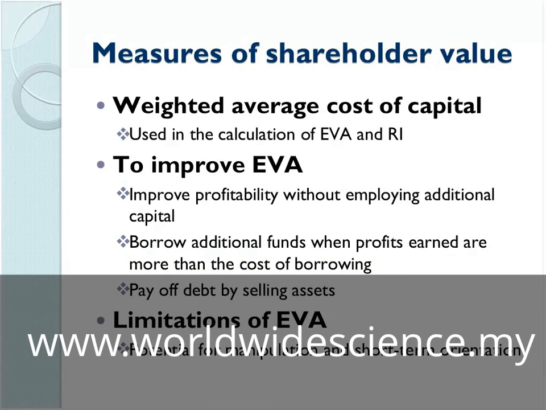Let's see the next one. Okay, what we have is another kind of weighted average cost of capital that is given to you. Definitions in detail is used in the calculation of EVA and residual income. To improve our EVA, we improve the profitability without employing additional capital. We can borrow additional funds when profits earned are more than the cost of borrowing, and pay off debt by selling the assets. So that means to improve your EVA, you can borrow some additional kind of funds.